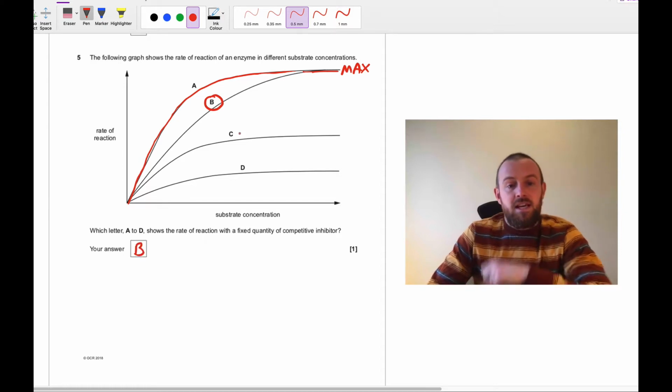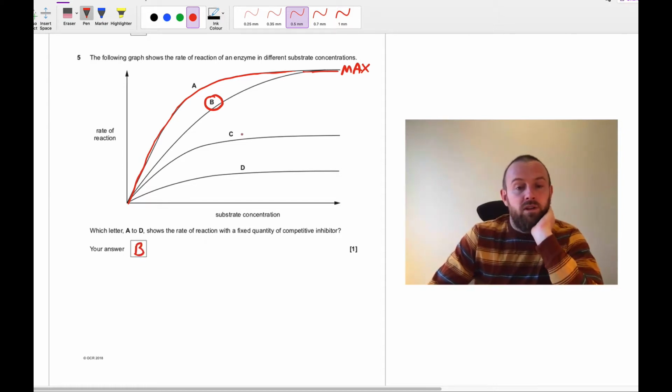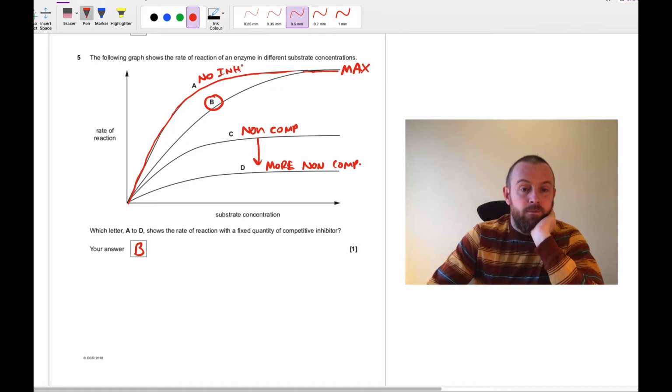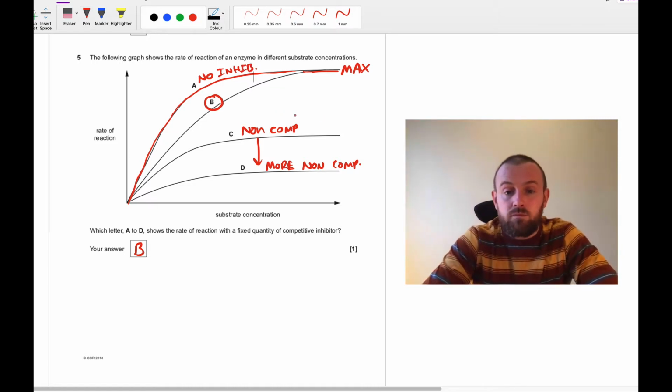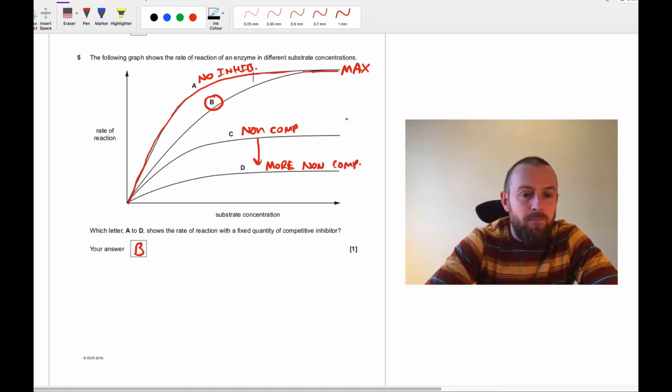B. C and D would be with a non-competitive inhibitor, and D would be with this sort of more non-competitive inhibitor. And this A is sort of no inhibitor. Good question here. Got to learn these graphs, by the way. Should recognize those sort of straight away.